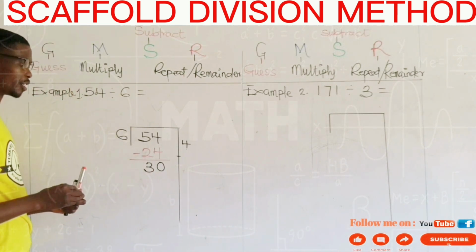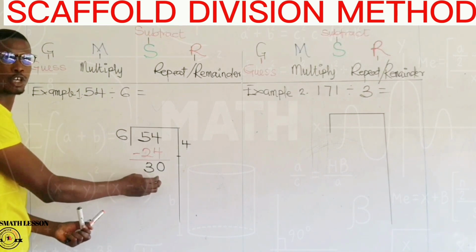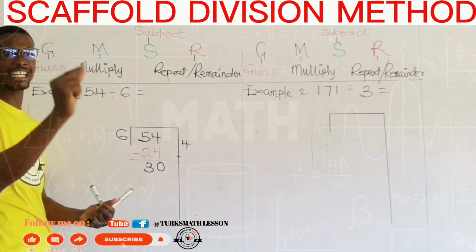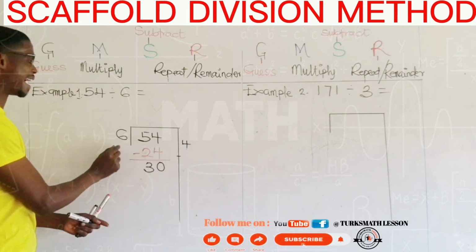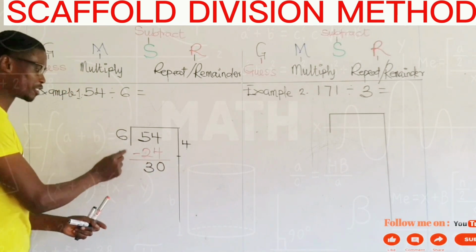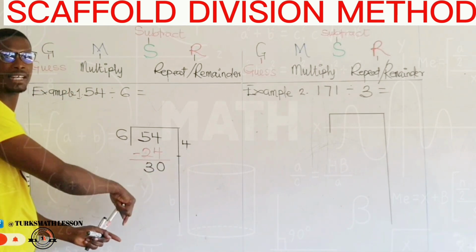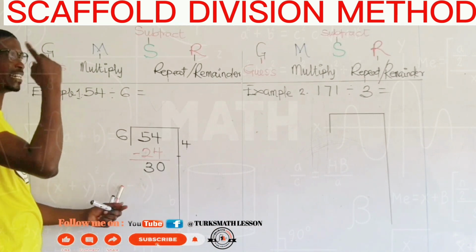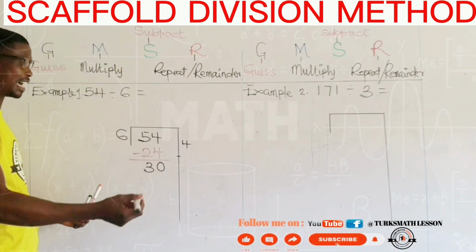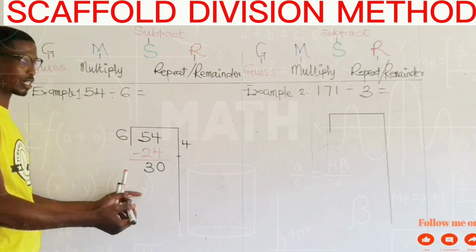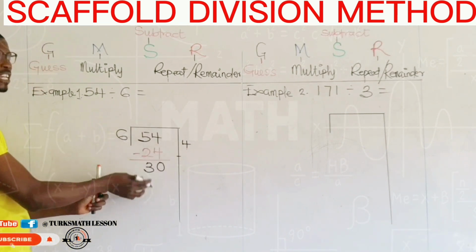Very good. We have another number here. So here again, I'm going to guess another number, then multiply by the divisor. The product should not be more than what? 30. It can be lesser than. So I'm going to guess a number. I'm going to guess 5. I know when I guess 5, 5 times 6 will give me 30.